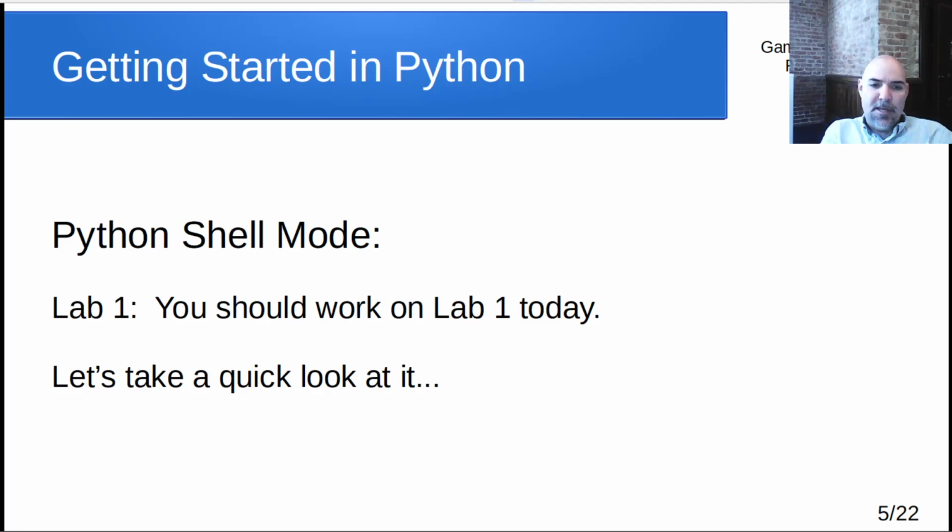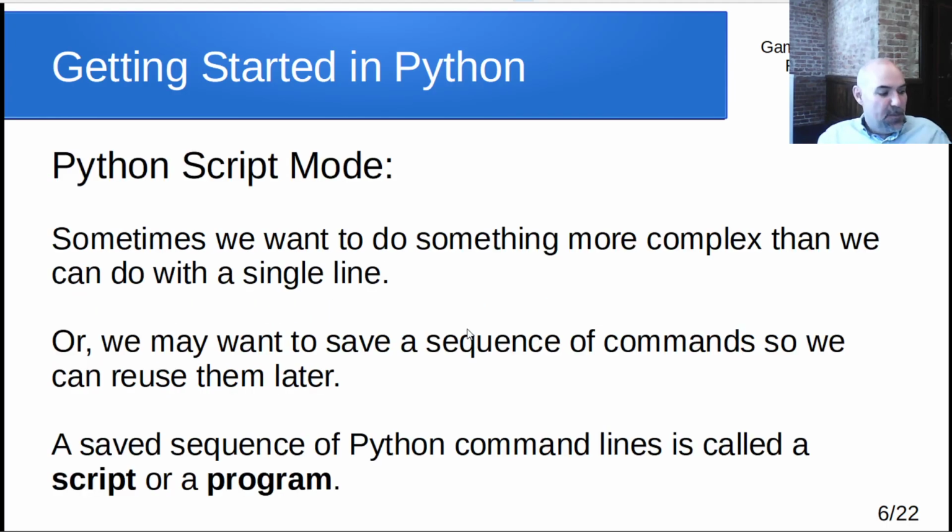So we took a look at that. The next thing is script mode. In script mode, essentially, we write programs. So the idea there is rather than typing a single line, having it take an action, we're going to write out a whole bunch of lines. So maybe 10 lines or 20 or 50 or 100 or 1,000. We're going to write out a lot of lines, and then we're going to save them in a file. And then to run that, you can load it back up and then run them all at once.